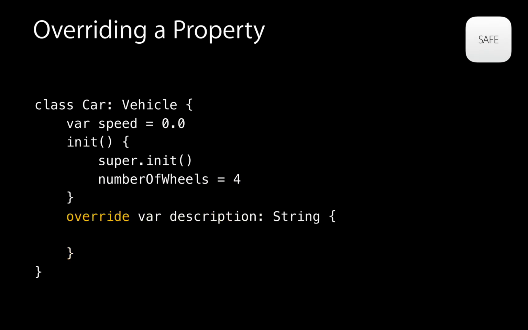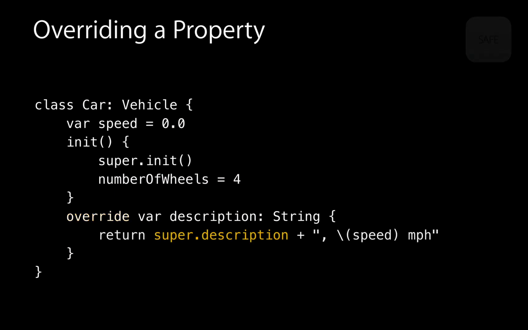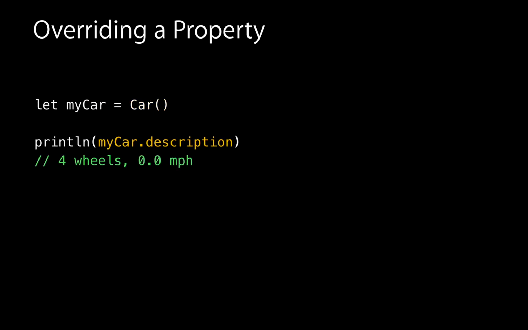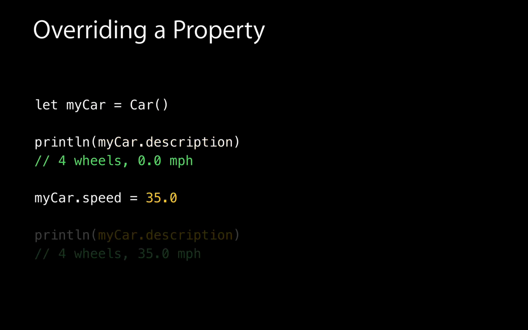This makes the override safe for 2 reasons. Firstly, it makes it clear we want to provide an override. We haven't just accidentally written a property that has the same name and the same type as something in our superclass that maybe we didn't even know about. Moreover, it actually prompts Swift to go and check that this property exists somewhere in our superclass chain. So there definitely is something with the same name and the same type. So our override will do what we expect. In this case, we'll just call the super description to get the number of wheels, and we'll add an extra bit of text on the end that shows the speed. So if we create a car, we can see that the description defaults to 4 wheels, 0 miles per hour. And if we change the speed, it updates. It now includes the new speed as well.